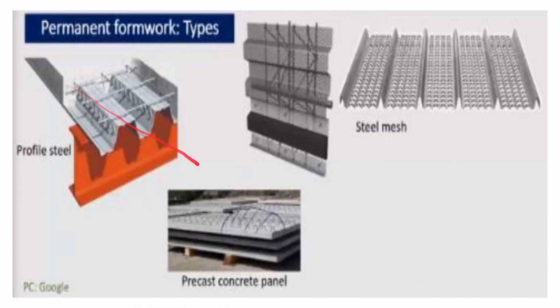So here are some of the types of permanent formworks. One is the profile steel, as you can see here. Second is the steel mesh, and third is precast concrete panel. So these are some of the types of permanent formwork: profile steel, steel mesh, precast concrete panel, etc.